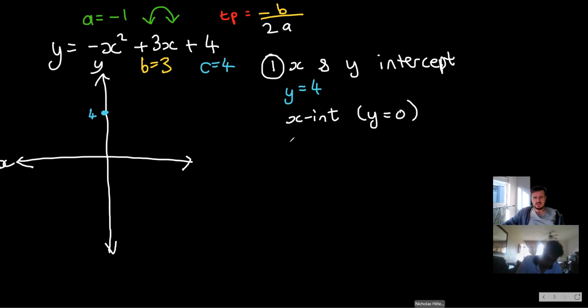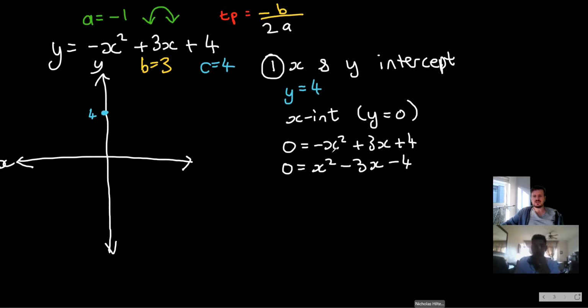So we get 0 equals negative x squared plus 3x plus 4. This would be easier if we rather go x squared minus 3x minus 4. We can do this because I'm dividing through by negative 1. So if you see 0 equals negative x squared, you can just change the sign of everything, and that will then give you a new equation, which is easier to figure out.